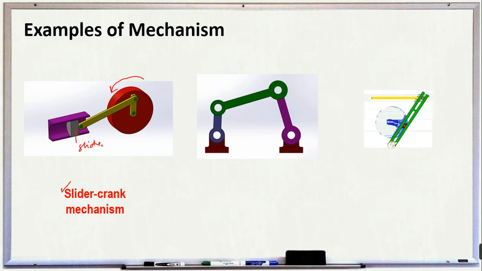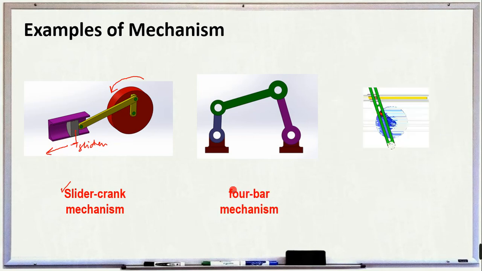So first is the slider. So from rotational motion into linear motion is the slider. It moves back and forth here. And we also have the 4-bar mechanism.